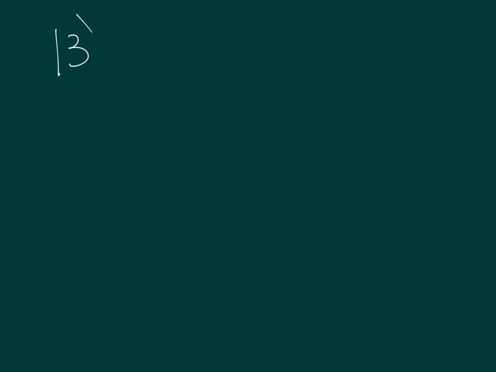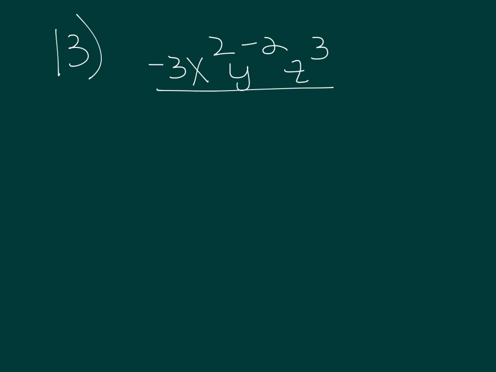Okay, number 13, I'm going to have you try it by yourself. Negative 3 x to the second, y to the negative second, z to the third, over negative 12, x to the negative third, y to the negative second, z to the sixth. Okay, pause the video and try simplifying it by yourself.